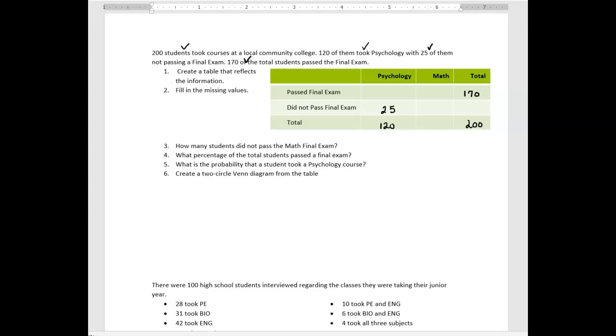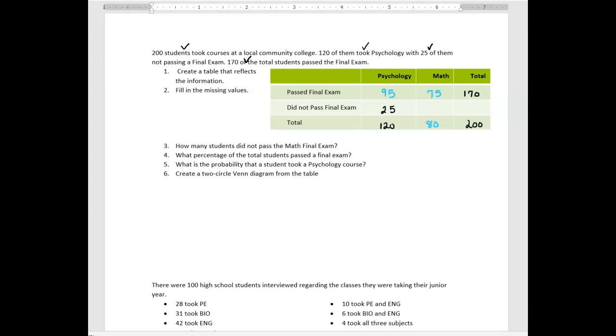Now we want to fill in the missing values. And so we have 200 and 120. Since this is the total, we know that there needs to be 80 students here. 120 and 25. So we know that these two have to add together to give us 120. So we have 95 students here. We have 95 students here, 170 total students. That gives us 75 students in this box.